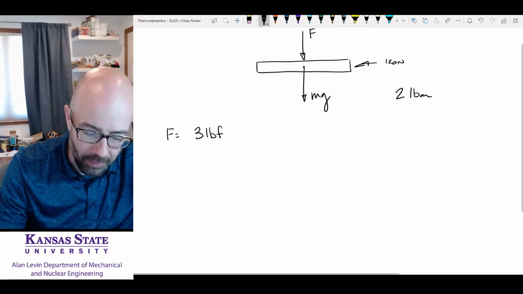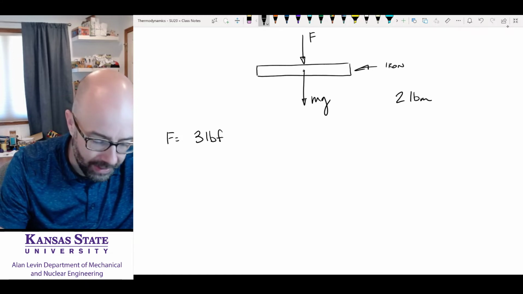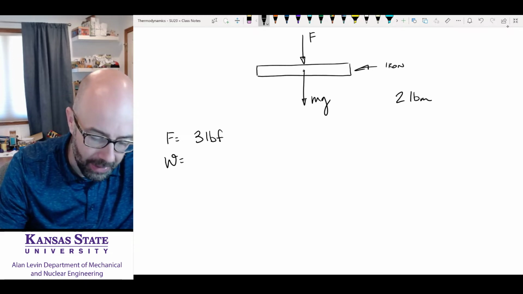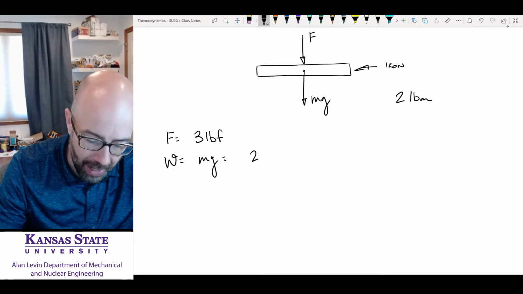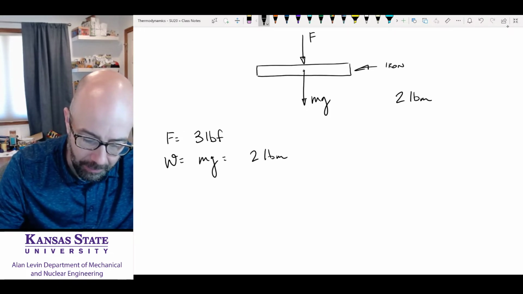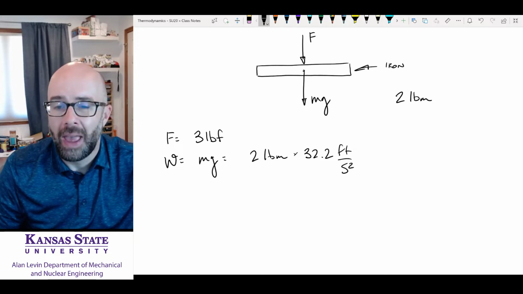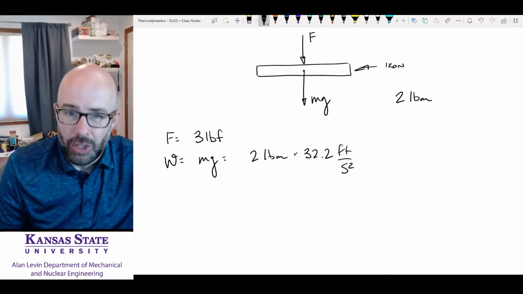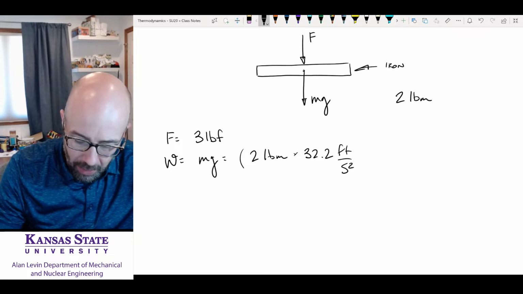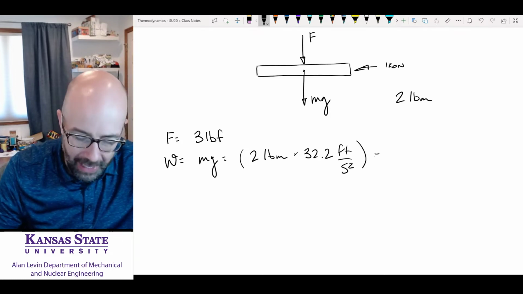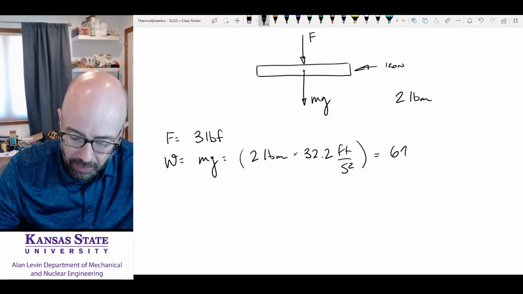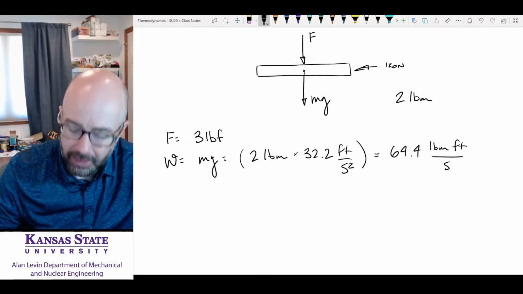So now, if we want to figure out what the weight is, it's going to be equal to mass times gravity, which is 2 pounds mass times 32.2 feet per second squared. When I multiply that together, I'm going to get 64.4 pounds mass feet per second squared.